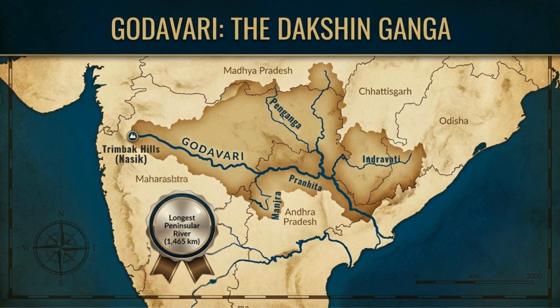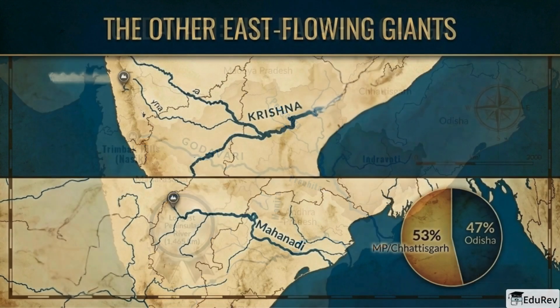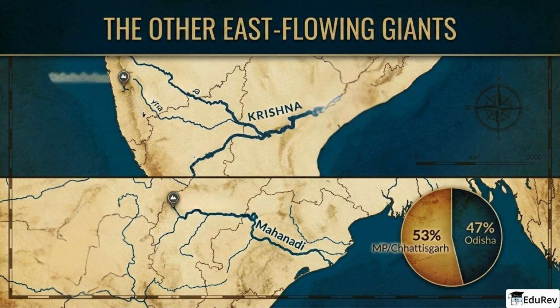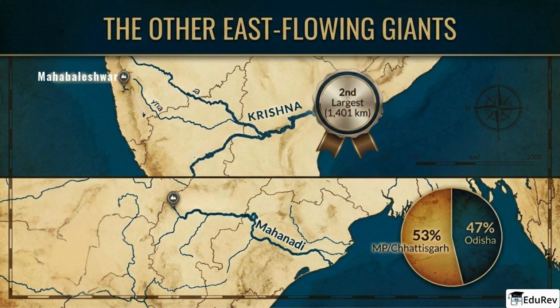The basin spread shown here touches Maharashtra, Madhya Pradesh, Chhattisgarh, Odisha, and Andhra Pradesh. When UPSC asks for the largest peninsular river, do not hesitate. Godavari. Now the other east-flowing giants. First, Krishna. It rises near Mahabaleshwar and is marked here as the second largest, with a length of about 1,401 kilometers. Important tributaries shown are Koyna, Bhima, and Tungabhadra.